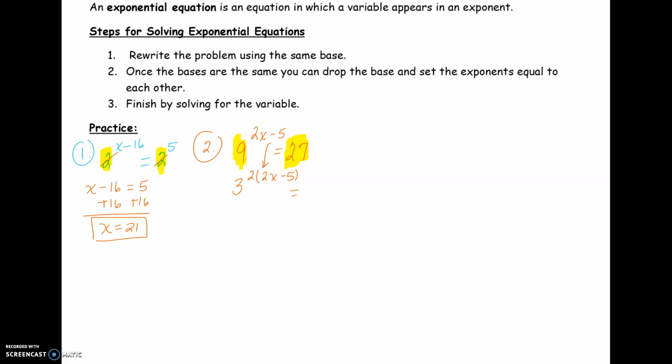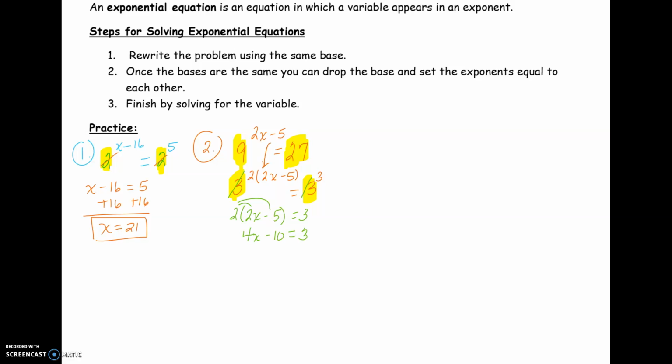Equals, what about 27? Can 27 be written as a base of 3? You maybe need to use your perfect square, cube, 4th root, 5th root chart to help you. Because if you look at that chart, you'll see that 3 to the 3rd power is 27. Okay, now we have the same base. We drop the base and we set the exponents equal to each other. So this is 2 times 2x minus 5 equals 3. Okay, now let's distribute. 2 times 2x is 4x. 2 times negative 5 is negative 10 equals 3.